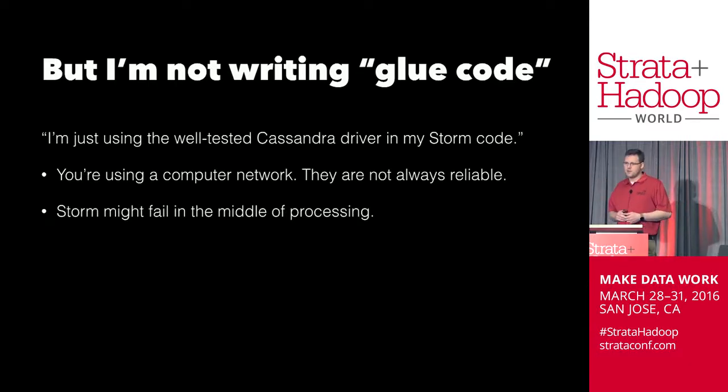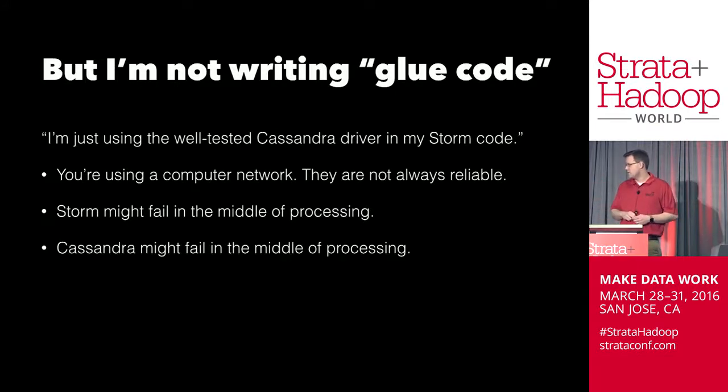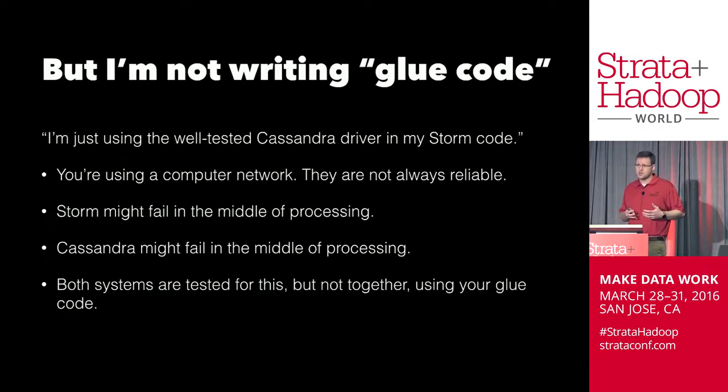Storm might fail in the middle of this processing, right? Does your code handle that? Cassandra might fail in the middle of this processing. Does your code handle that? Both systems are tested individually to keep going after failure, but your specific processing code that uses the Cassandra driver and Storm logic in Java or whatever may or may not be tested for these scenarios. What happens if they both fail together? What happens if they both fail together and they restart? Have you tested starting in both orders, or every time you test, you always start Cassandra and then you start Storm? What happens if you flip that? A lot of people don't realize how many corner cases there are as soon as you've even glued two systems together.